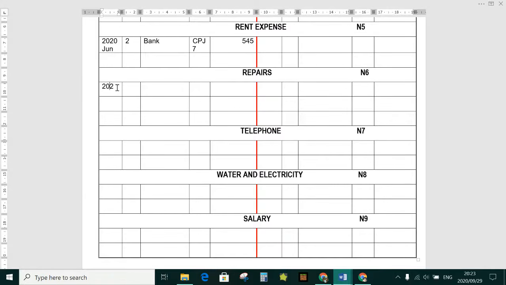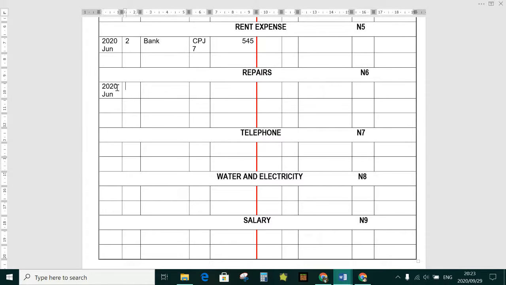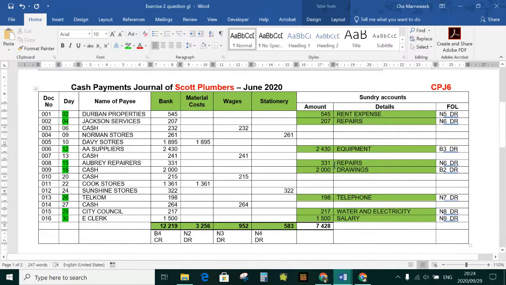So 2020 June, we then post the specific day for where did the money come from to pay for repairs? What is the partner account? Bank. What is the journal code? This is coming from the cash payments journal, so CPJ7. How much money did we spend on repairs? 207 Rand. Did we spend more money on repairs? Yes, we did. So we have a look.